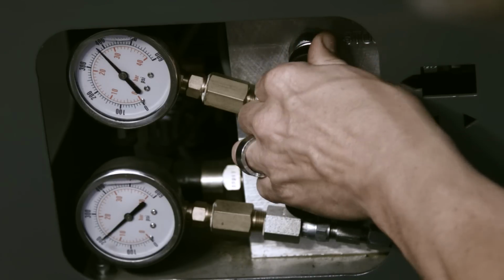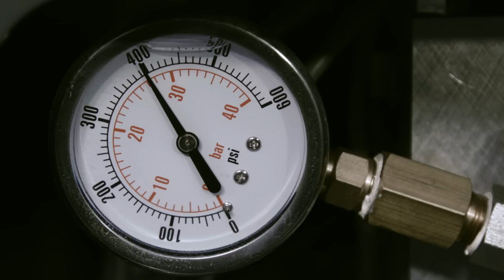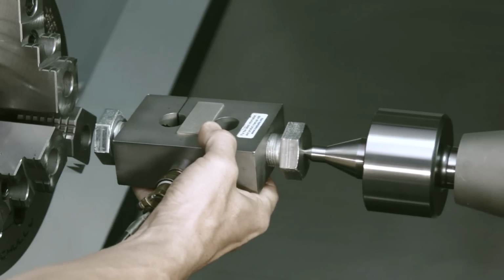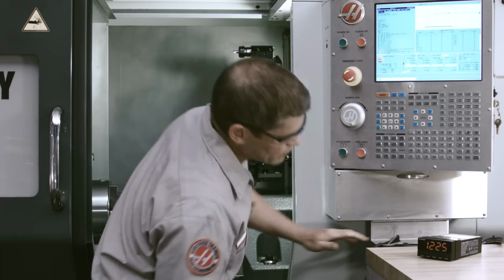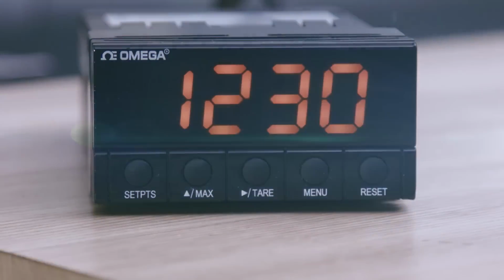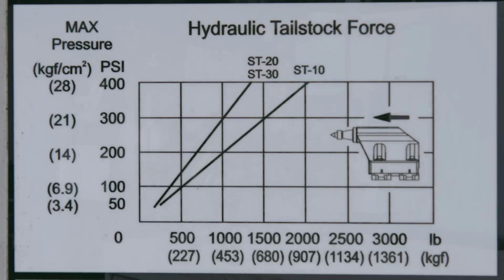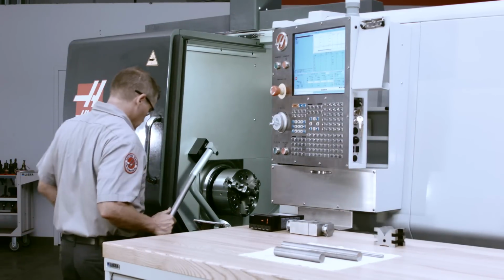First, it's helpful to figure out how much force is actually being applied when we set the tailstock to 400 psi. Using this load cell, we can see that our max tailstock pressure at 400 psi translates to a little over 1,200 pounds of force, the same as what the chart on the side of the machine says. Let's start with a static test to see if part deflection is affected by tailstock pressure.